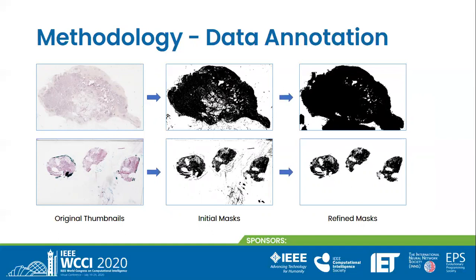Labeling process consists of 3 steps. First, we developed a handcrafted algorithm to create an initial mask for every thumbnail. This algorithm applies binary thresholding on the grayscale thumbnails and does some processing based on the size of contours and their distances. After that, the initial masks were refined manually to make sure all tissue regions are selected and noise and artifacts are removed as much as possible.